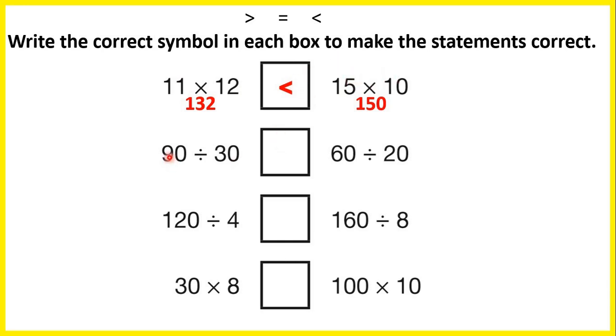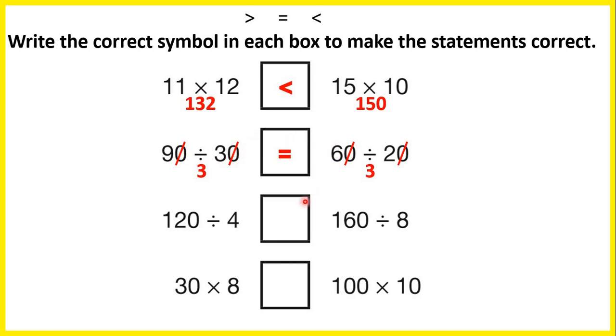Now here we have 90 divided by 30. So when we have a division problem with end zeros, we can cancel our end zeros, and 9 divided by 3 is 3. Now we have 60 divided by 20, so that's the same as 6 divided by 2, which is also 3. So that means in this box we need an equal sign because we have the same value on both sides.